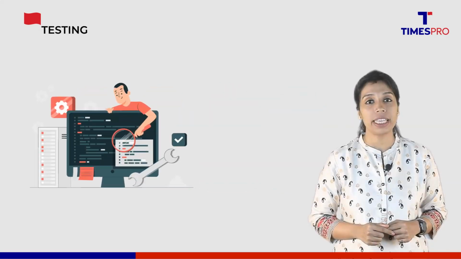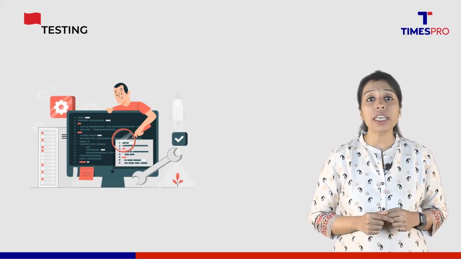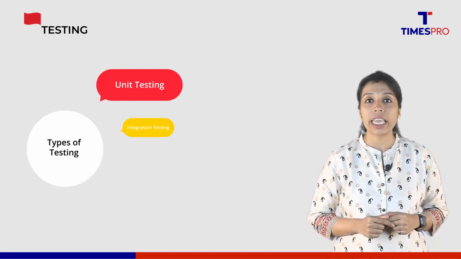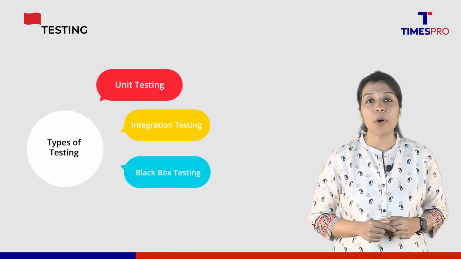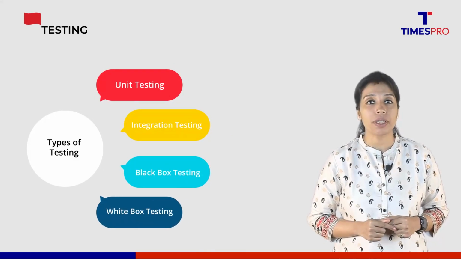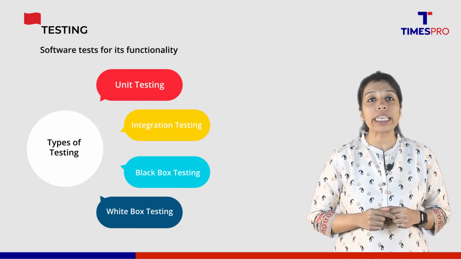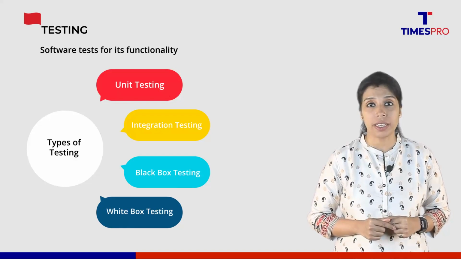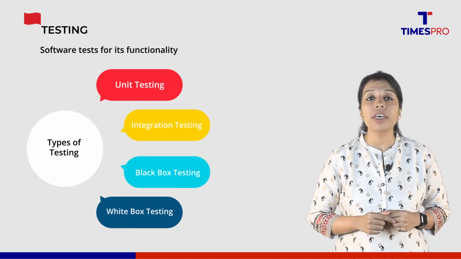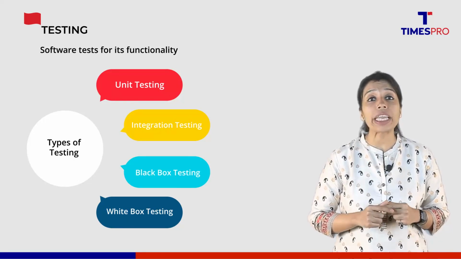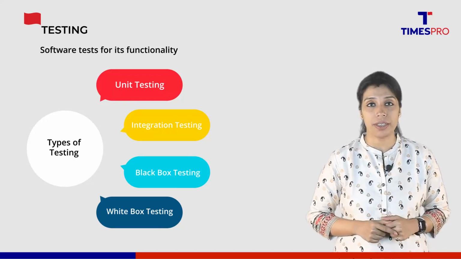The next phase is testing. There are different kinds of testing, namely unit testing, integration testing, black box testing, white box testing. In this particular phase, the software is tested for its functionality. It is done by the testing team on a unit level or after integrating the complete product.